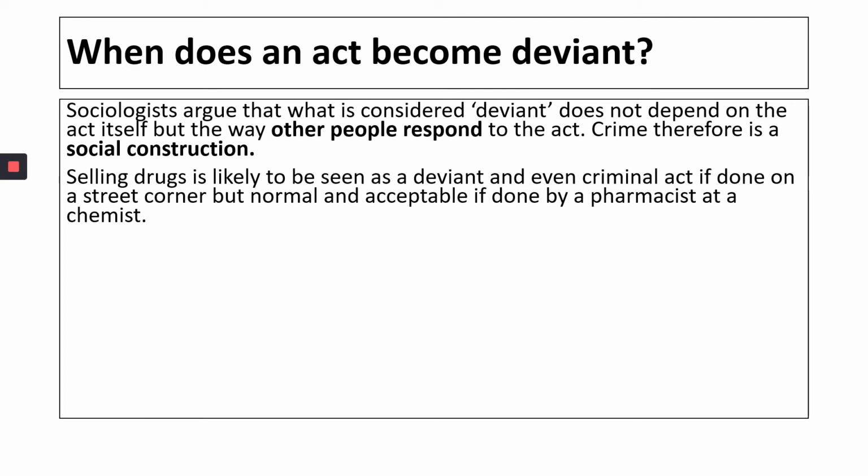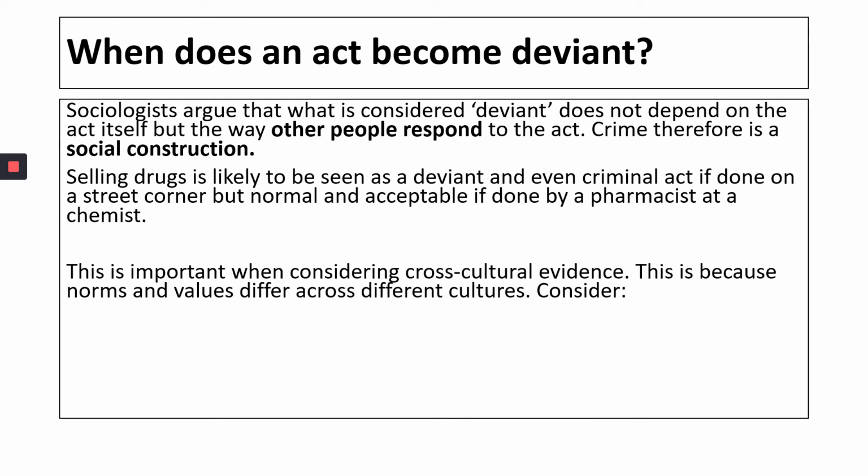So selling drugs is likely to be seen as deviant and even criminal if done on a street corner, but normal and acceptable if done by a pharmacist at a chemist. So it's not the act of selling drugs that's a problem, it's the context. What drugs, by who and where? In a pharmacist, obviously it's seen as acceptable, it's regulated, it's above board, it's not against the law. But if you change that context to different types of drugs, or even the same drugs but sold by an individual that is not qualified, not in a pharmacy but on a street corner, the act becomes deviant and criminal.